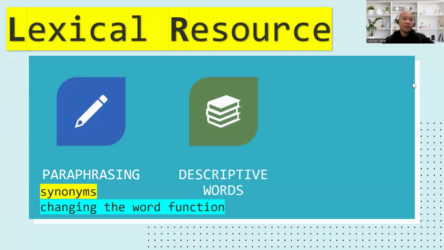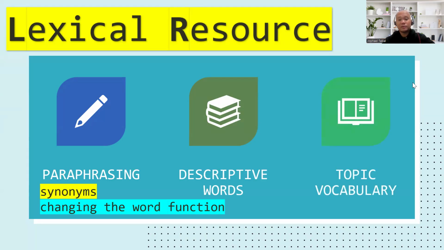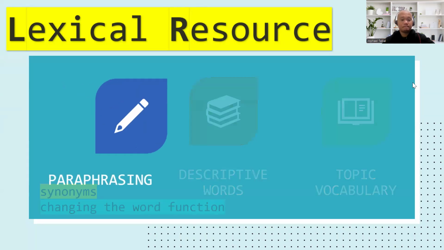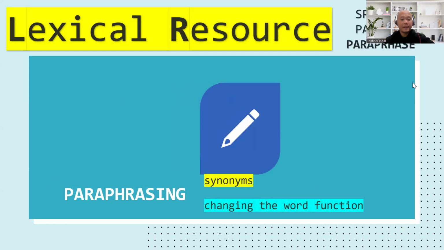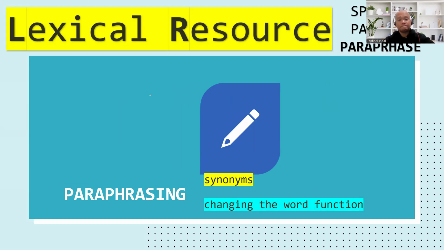Another criteria for vocabulary is the use of descriptive words. That means the use of adjectives and adverbs. And the third criteria for vocabulary is the accurate use of topic vocabulary. All right. So paraphrasing. Again, for paraphrasing, we have two things to consider, two ways to paraphrase. One is using synonyms, and the other one is changing the word function.